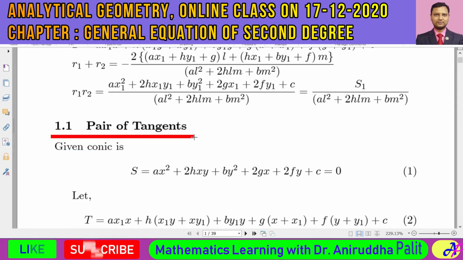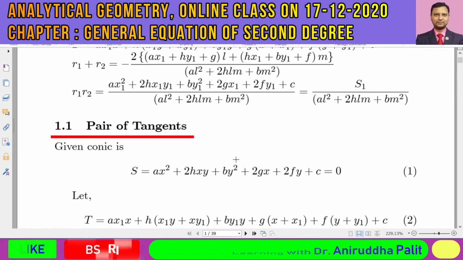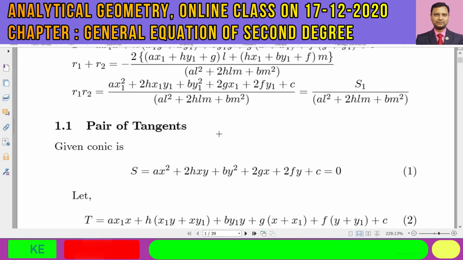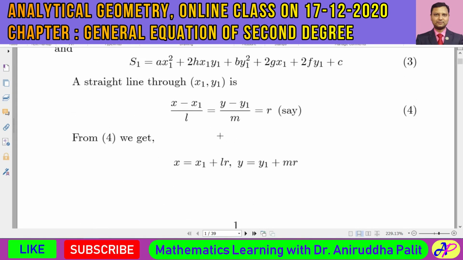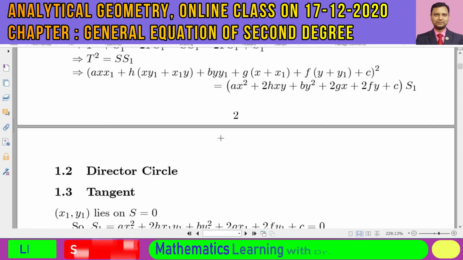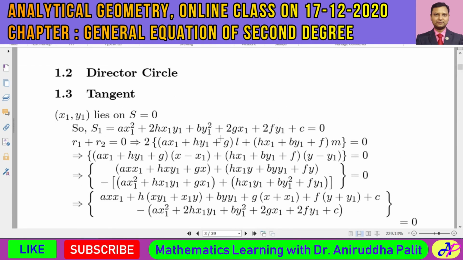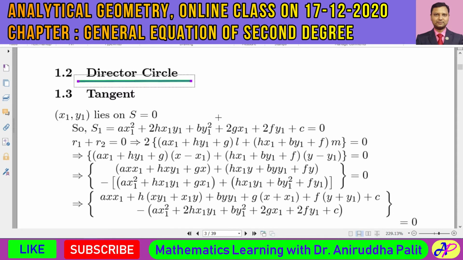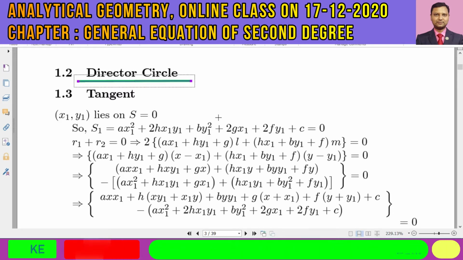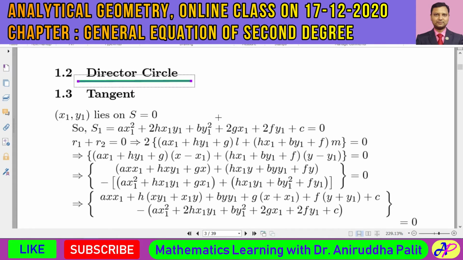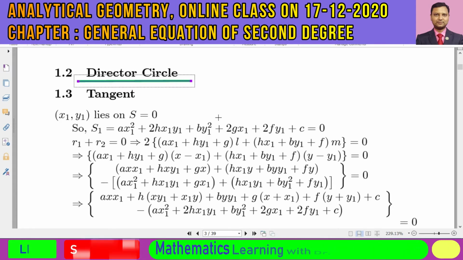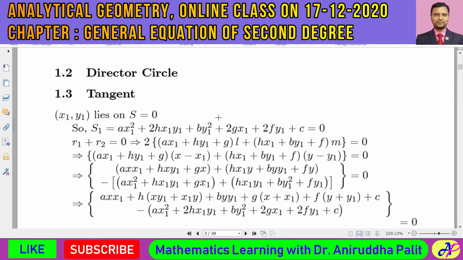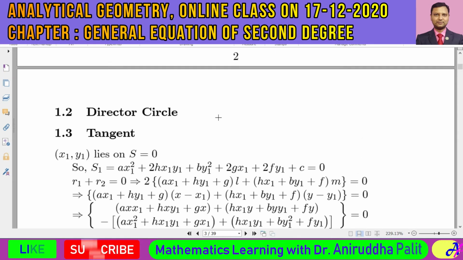Now the question is that how do we obtain the equation of tangent? I am coming to this point one after another. Okay, you have to have certain patience, because I can't skip all these deductions. For the timing at least, I am skipping the idea of director circle. Although the idea of director circle is closely related with the pair of tangent, but for the timing, I am skipping the idea of director circle, and I am trying to directly go to the deduction of tangent. Got it? Then how can we deduce the equation of tangent?